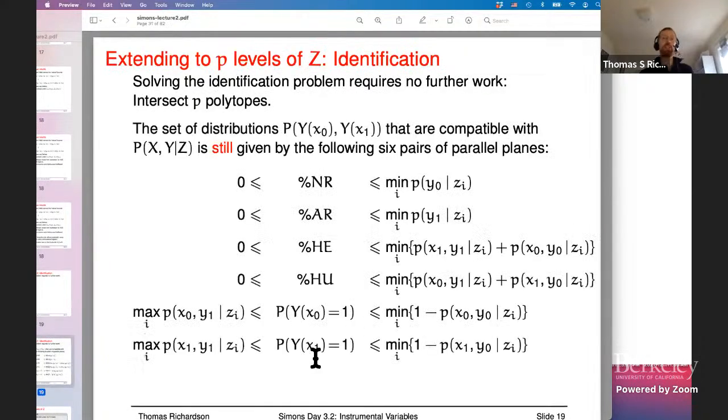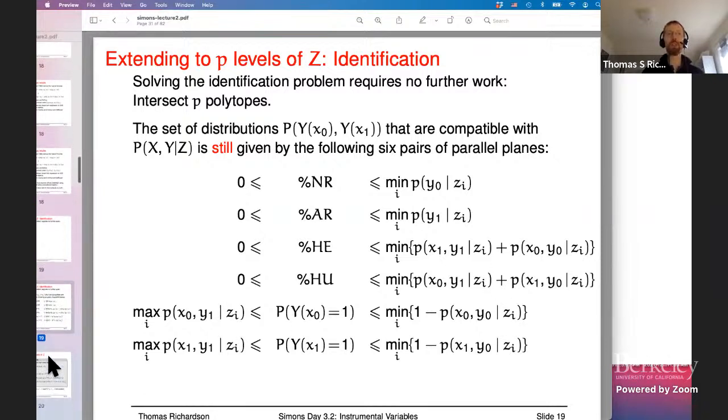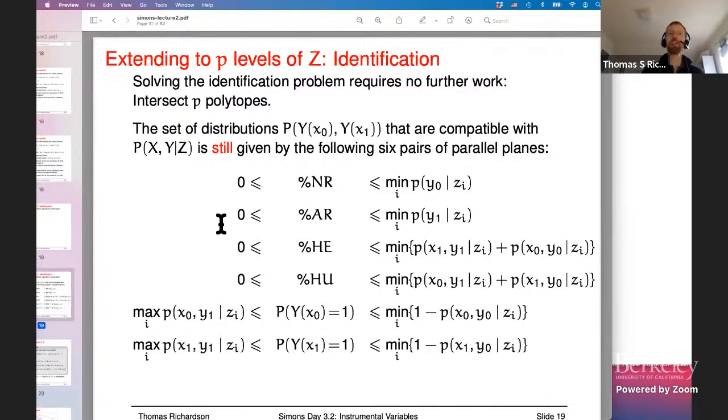So essentially this is saying, and maybe this was even a question that was asked in the audience, these are the same bounds that I showed you this morning for the observational study, but here we're just taking the minima and maxima over all of the different Z observational studies. So this is really saying nothing other than: construct a polytope for every one of your Z arms, every one of your observational studies, and then take their intersection.